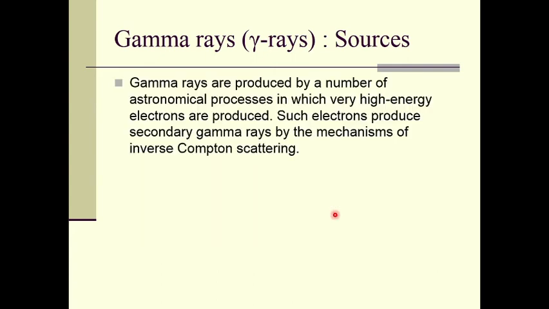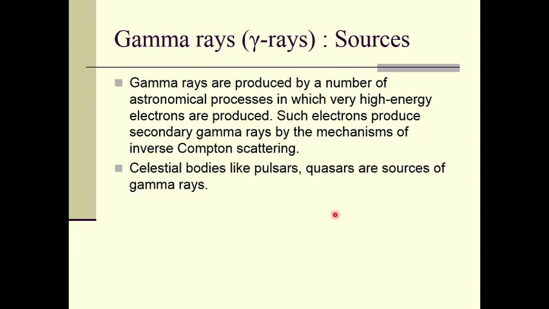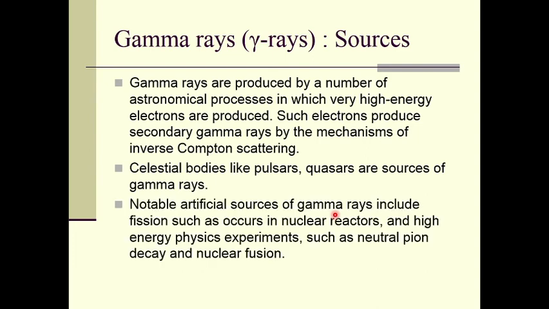Gamma rays are produced by a number of astronomical processes in which very high energy electrons are produced. Such electrons produce secondary gamma rays by the mechanism of inverse Compton scattering. Celestial bodies like pulsars and quasars are sources of gamma rays. Notable artificial sources of gamma rays include fission, such as occurs in nuclear reactors, and high energy physics experiments such as neutral pion decay and nuclear fusion.